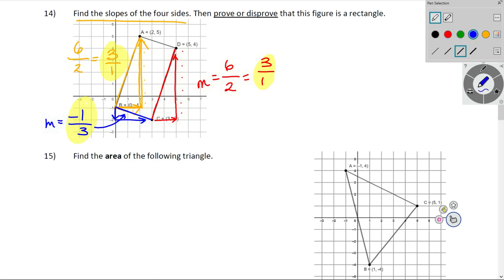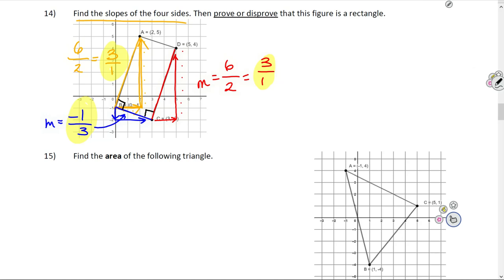So far I have, I'm not sure what angle color to use, a right angle here, a right angle here. So it's looking pretty positive. I mean, it's looking like it's going to be a rectangle because I have some right angles. But I'm going to finish and find all of them.